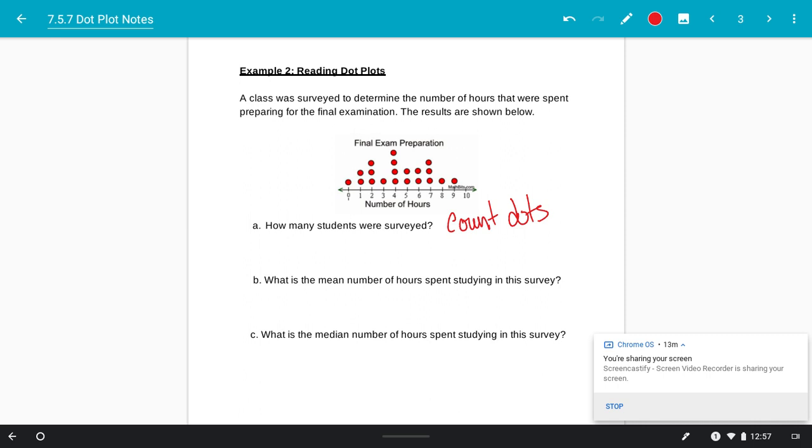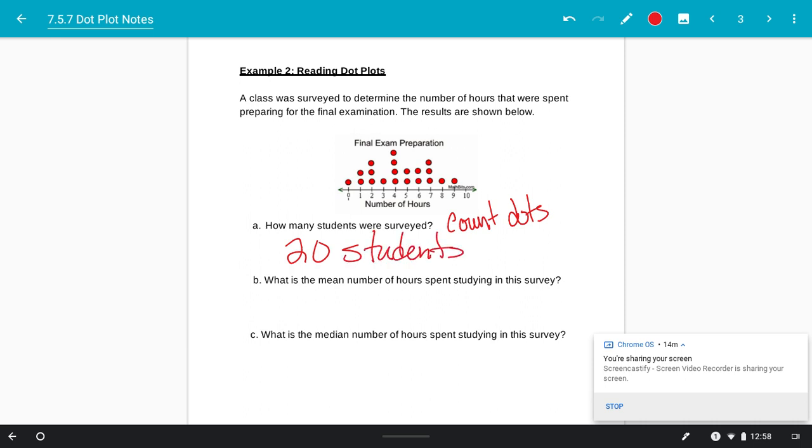So I have 1 for 0 hours, 2 for 1 hour, so that's 3 total, plus 3 for 2 hours, that's going to give us 6. And so we need to just keep counting these dots. 7, 8, 9, 10, 11, 12, 13, 14, 15, 16, 17, 18, 19, 20. So there were 20 students surveyed.